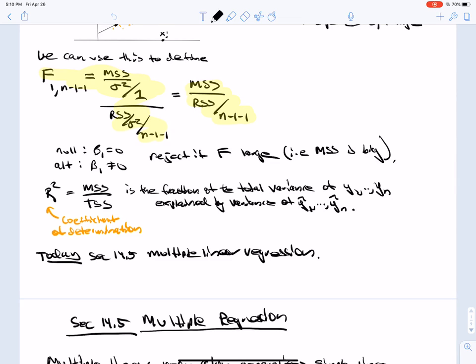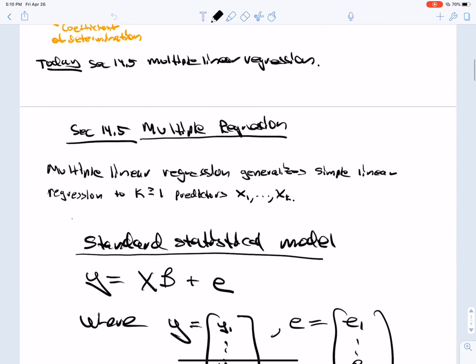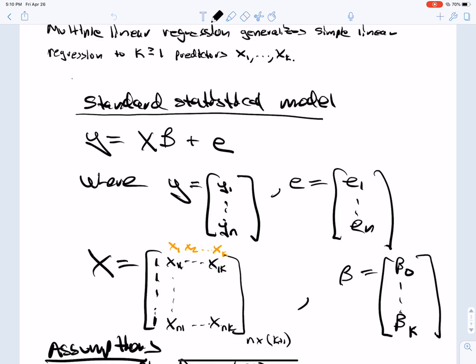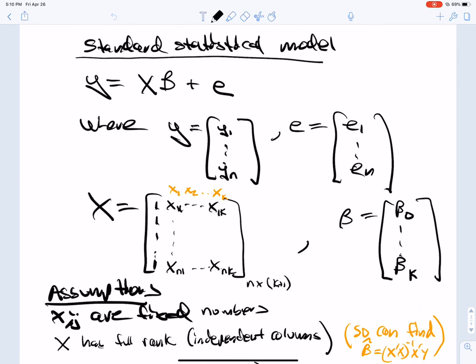So today we're going to cover multiple linear regression. Multiple linear regression generalizes simple linear regression to having more predictors. The standard statistical model is y equals X beta plus E, where y is a column matrix, and E is E1 to En. X is our design matrix. It's n by k plus 1, and beta is k plus 1 by 1, and that's our vector of constants.